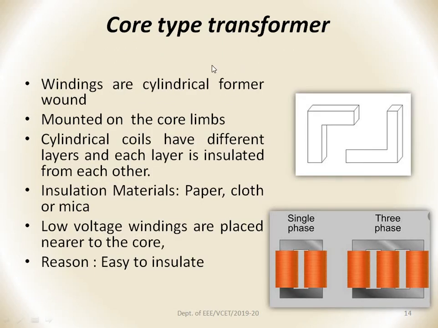We'll start a detailed discussion on the core type transformer. In the previous figure, I have given a clear view. If we have two L-shaped structures joined together to form a core, the primary and secondary will be wound over the respective limbs and they will be physically separated. So this is how the structure will be.